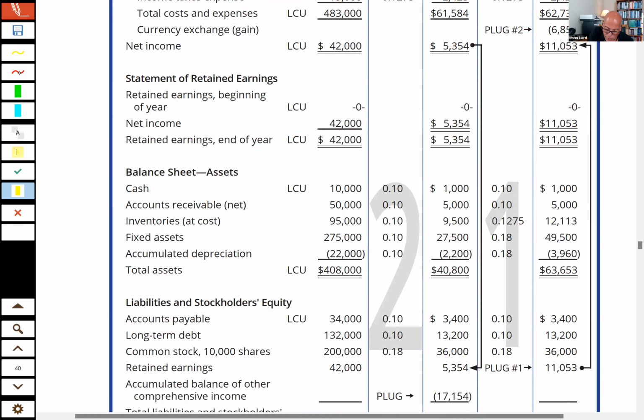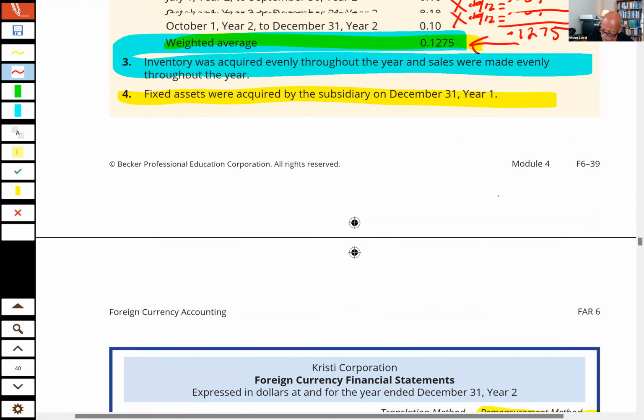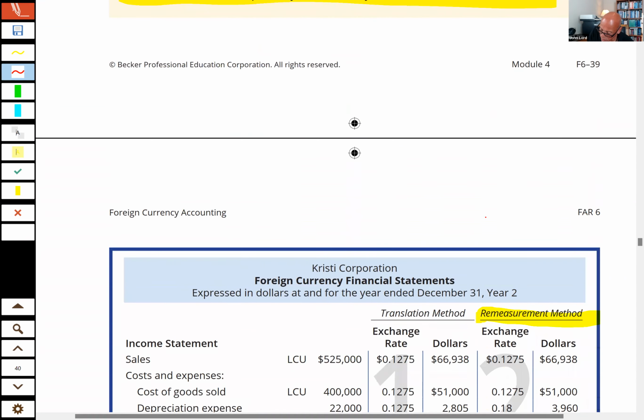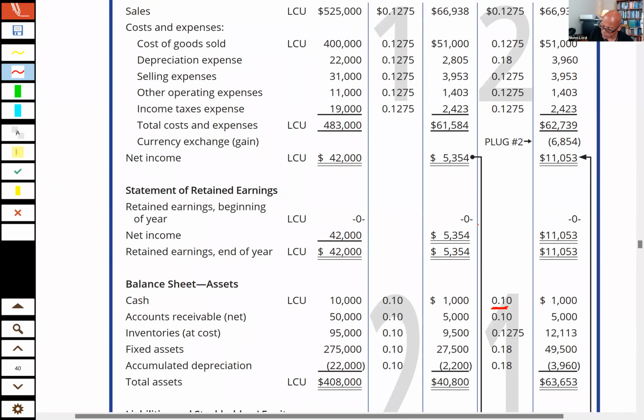And we start with the balance sheet with remeasurement. When we start with the balance sheet, notice they're using the current rate, that 0.1, which was the year-end rate, the rate in effect at December 31st. They're using that for their monetary items. Cash is a monetary item, denominated in the foreign currency at 10,000 times the 0.1 here, which gives me the 1,000.